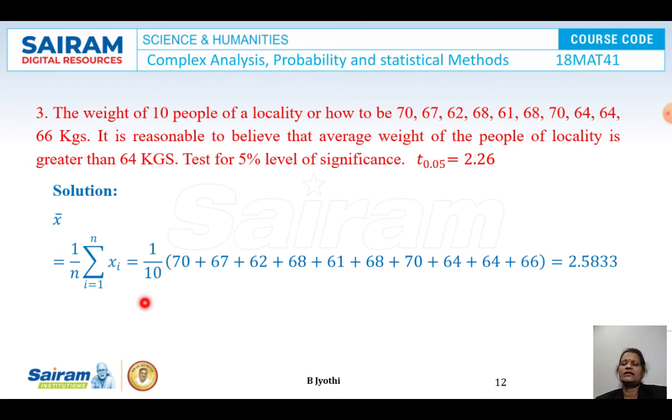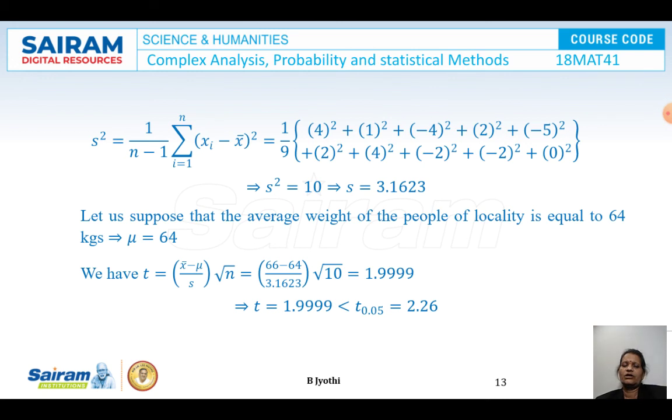Let us calculate the x bar in the usual way, that is 1 upon 10, because 10 values have been given, so n is equal to 10 and we will add all the values of the weights that are given, which gives us x bar. When we take the s square, we get s square is equal to 10, and s is equal to 3.1623. Let us suppose that the average weight of the people of the locality is equal to 64 kgs, that is mu is equal to 64.